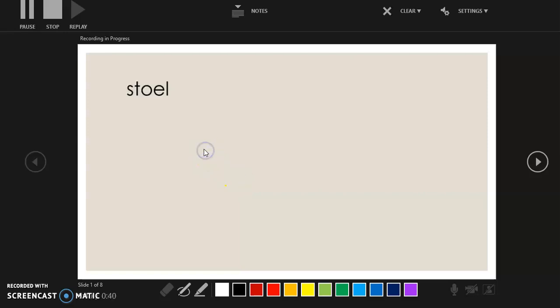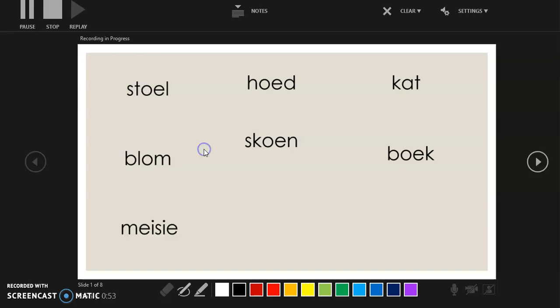Die eerste woordjie is stoel, hoed, kat, blom, skoen, boek, meisie, tafel, bed en man. Right, grade 4s and 5s, I want you to look at these 10 words and tell me what these words have in common, or what do you call these 10 words?